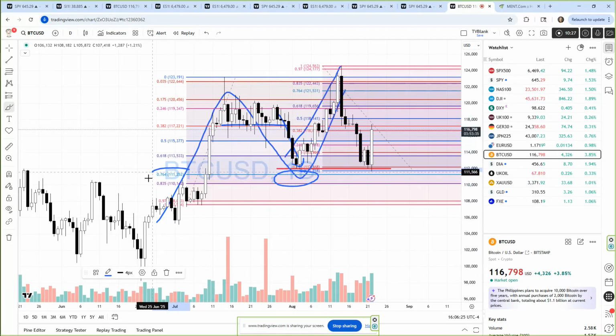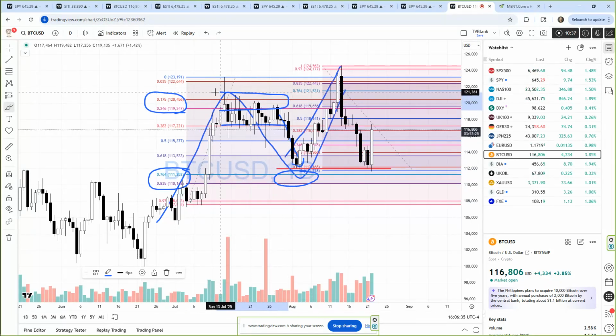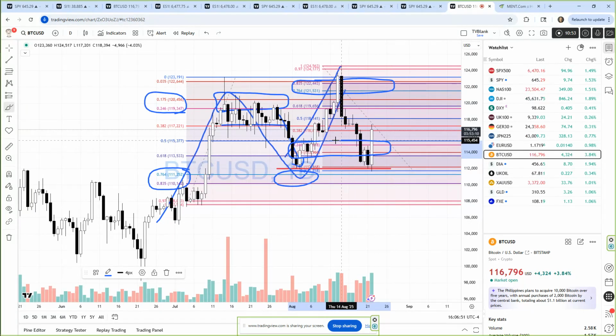We broke down right to the defense level here. See the defense level? And where did we reject up here off of this high? Right into the defense level, right here. Now we have our new move here. We came up, we rejected right at the defense level here. Now you know why I'm calling these the defense level, because these levels play an important role.